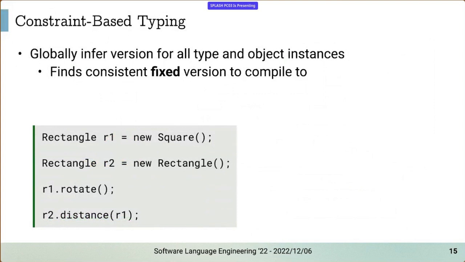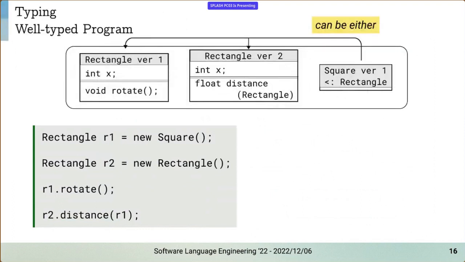Next, how exactly does it work within the constraint-based typing system? The objective of the constraint-based typing system is to globally infer versions for all the type annotations and the object instances. Right now it tries to find one consistent fixed version for each of the instances to compile to. We'll see how it works with a very simple example.